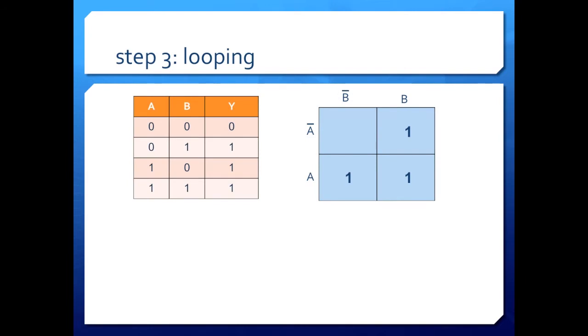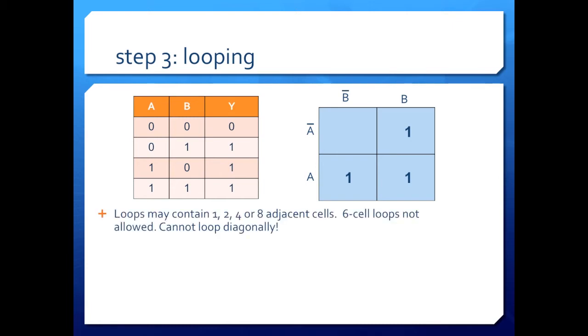Okay, step 3 is about looping. And looping is just simply circling all of the different pairs or groups of ones that are adjacent to one another. And the way that we loop is we can only loop ones that have 1, 2, 4, or 8 adjacent cells. Now, if we were using 5 variable Karnaugh maps, then we could go up to 16 adjacent cells. So that should become quite clear to you that the 1, 2, 4, 8, 16 pattern are really just derivatives of the powers of 2.